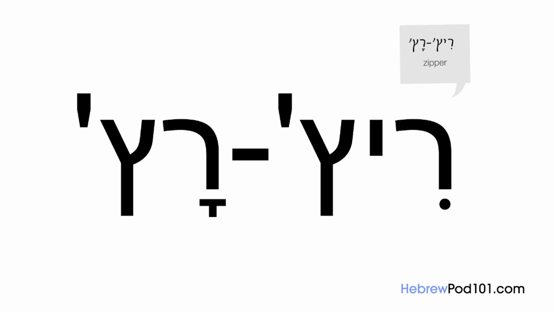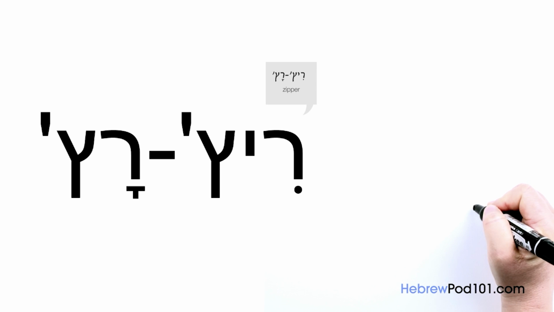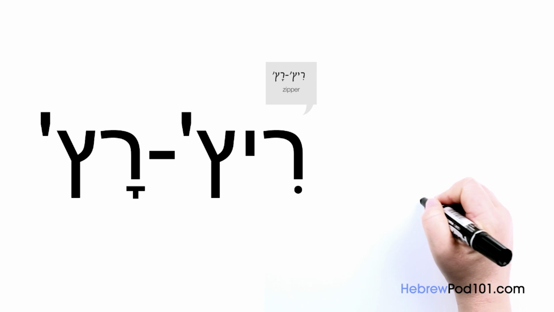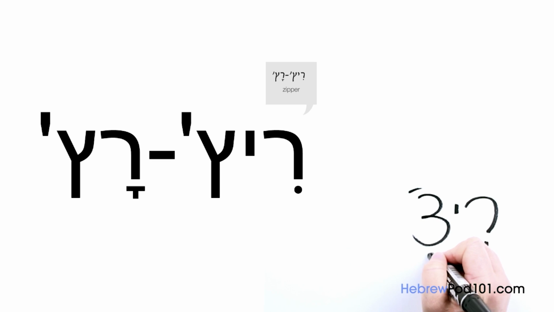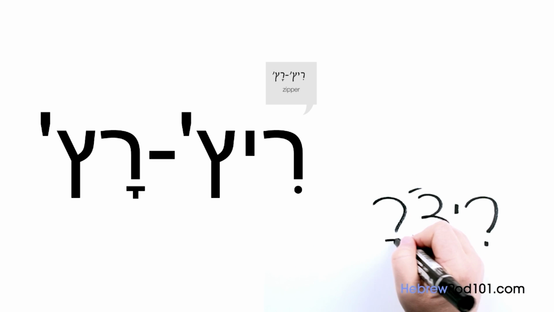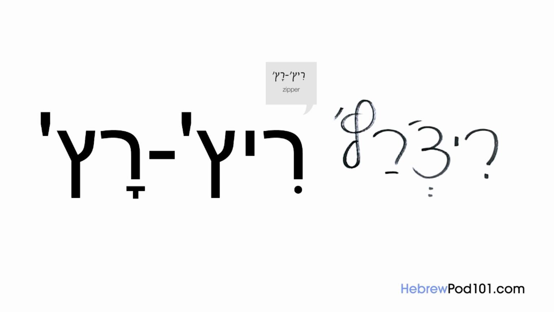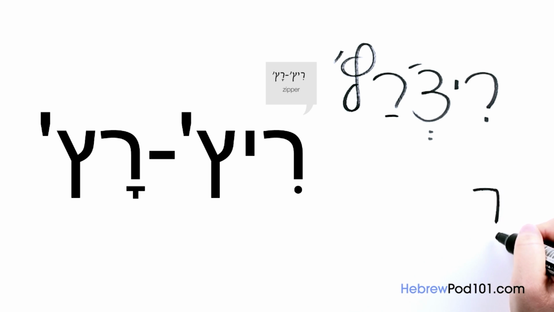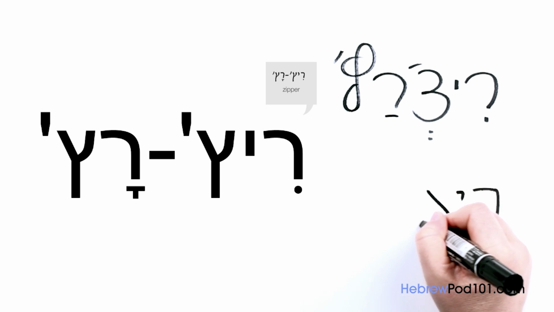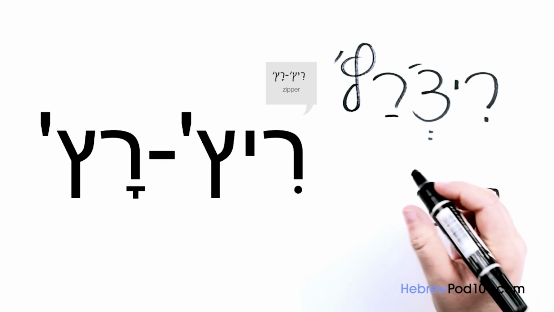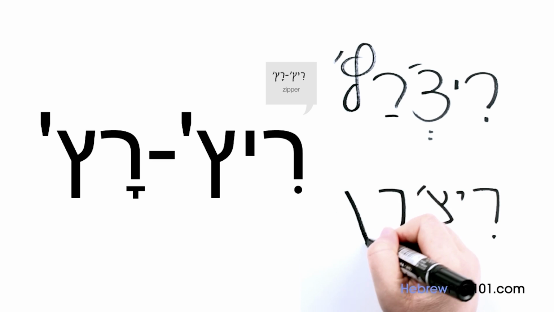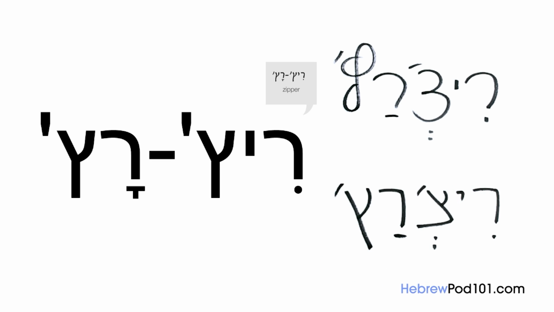Richrach is a zipper in Hebrew. It kind of makes the sound of the action, doesn't it? In print, rich, rach. Now it's time for Yana's insights.